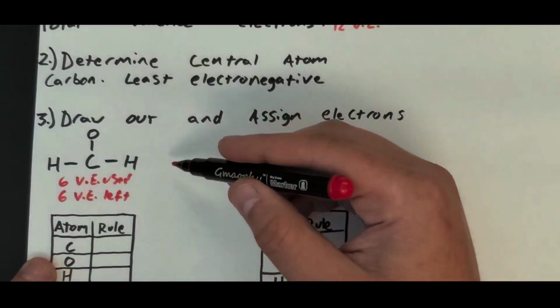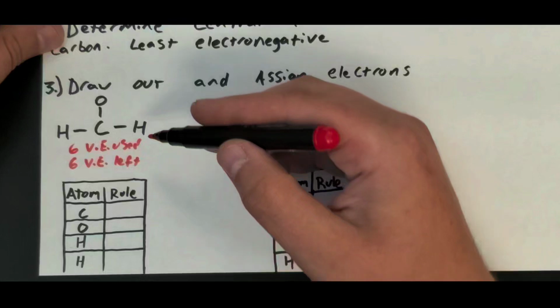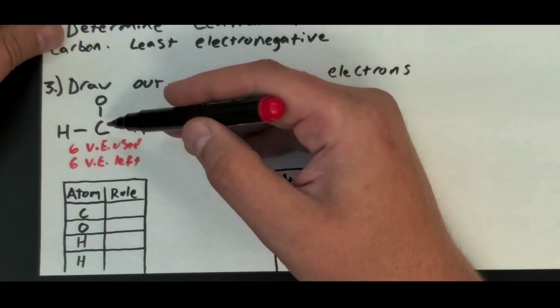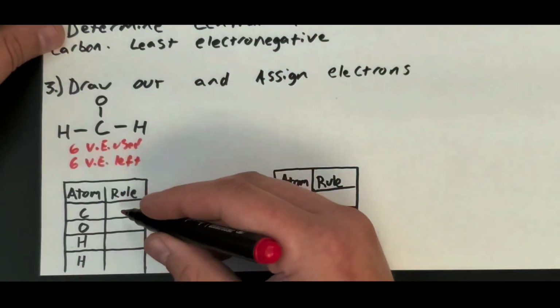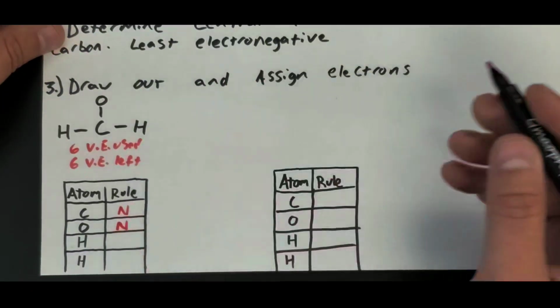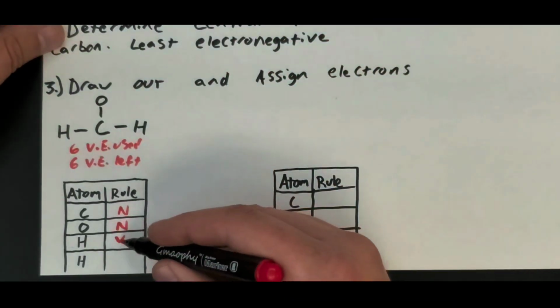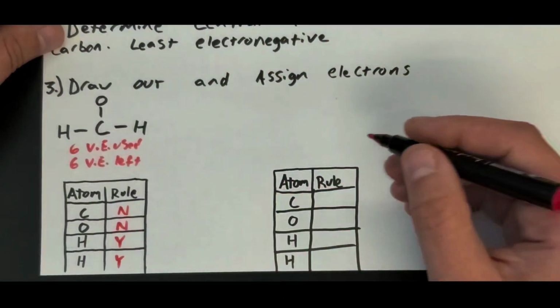We can check if our octet or duet rules have been fulfilled. And so 2, 4, 6 on carbon, it needs 8, so no. There's only 2 on oxygen, so no. And the duet rules for both of these hydrogens has been fulfilled.